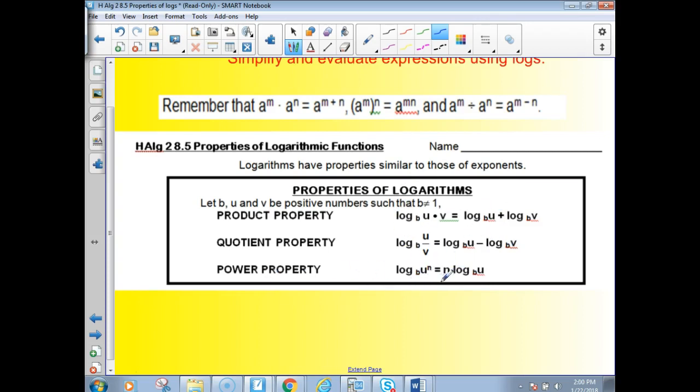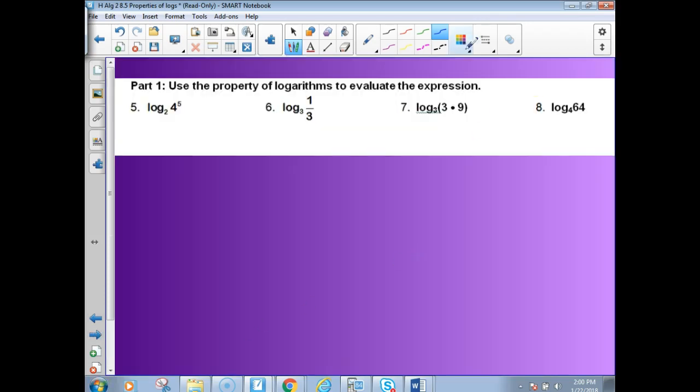The power property: log in base b of u to the n is n times the log in base b of u. All right, let's do some problems.